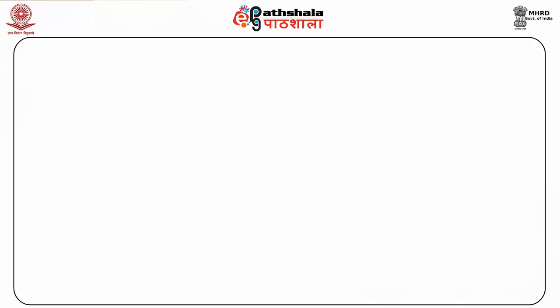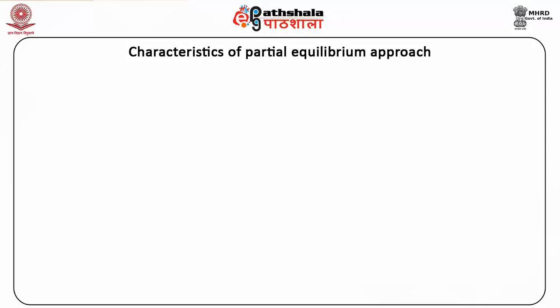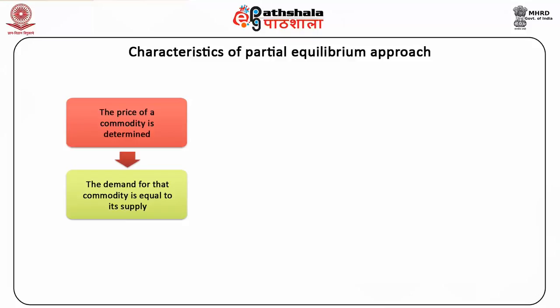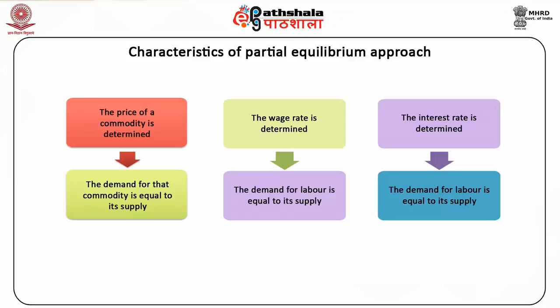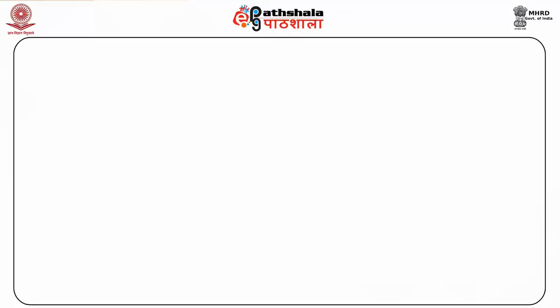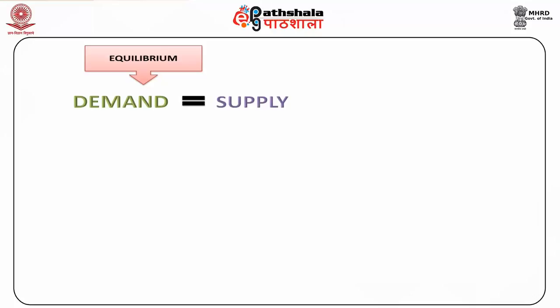Now we'll discuss different characteristics of the partial equilibrium approach. In microeconomic analysis, we study the market for a particular commodity or a particular factor input. The price of a commodity is determined when the demand for the commodity is equal to its supply. The wage rate is determined when the demand for labor is equal to its supply. The interest rate is determined when the demand for savings is equal to its supply. In all these markets, the equilibrium is attained at the point where the demand and supply are equal and no one has the incentive to upset the position.